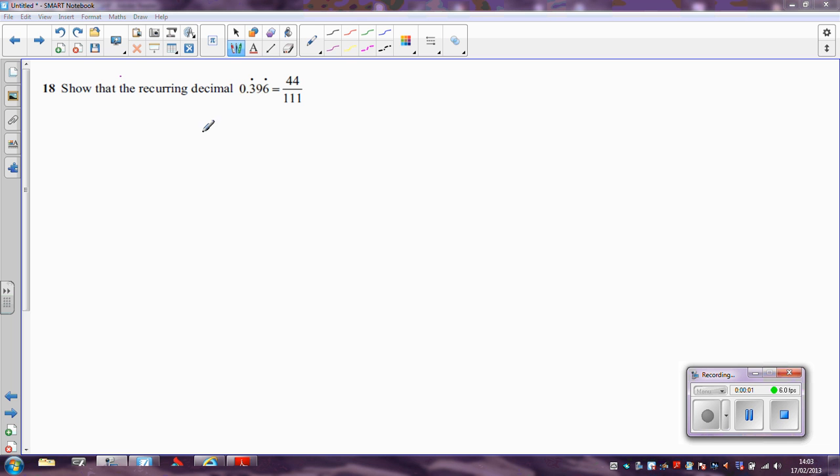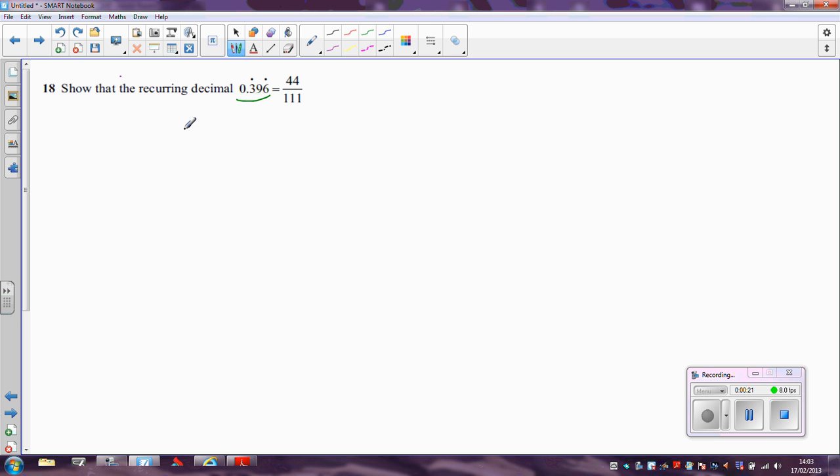Right, what you must not do here is just show perhaps that 44 divided by 111 is equal to 0.396396 by using your calculator buttons. That's not what they're asking for. You have got to go definitely from the left-hand side here and prove that it's the same as 44 111ths.